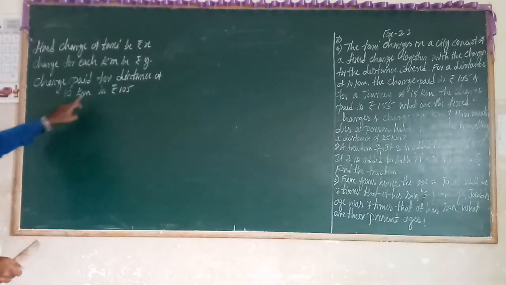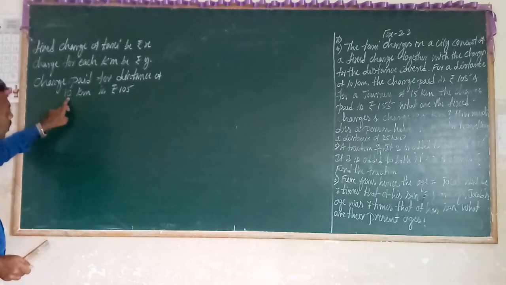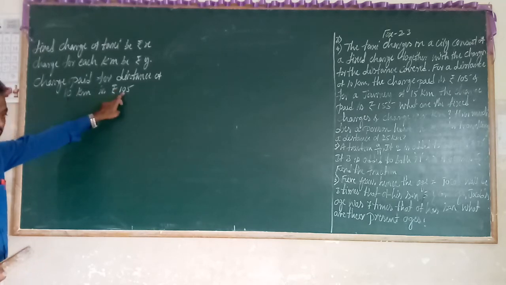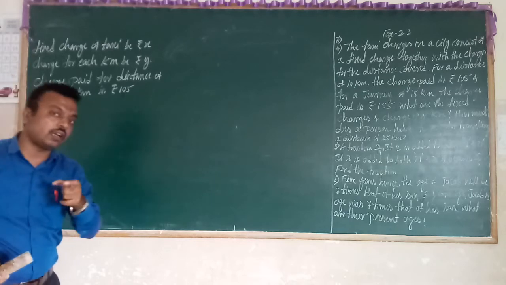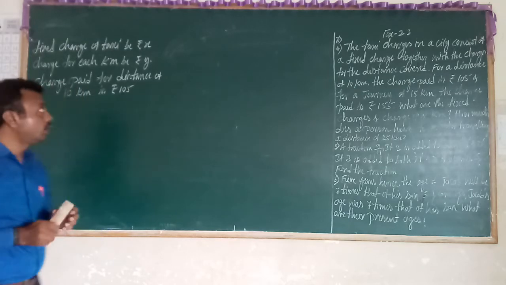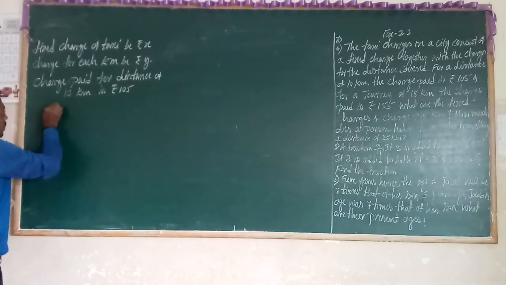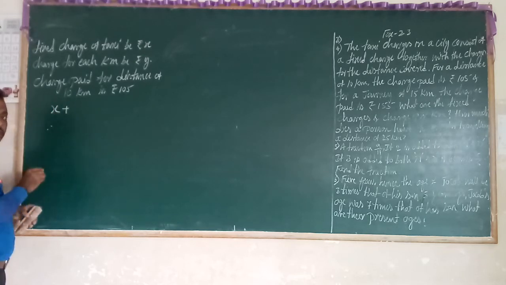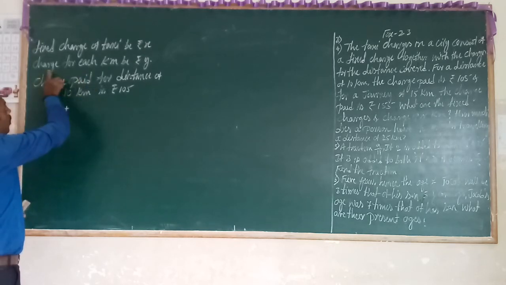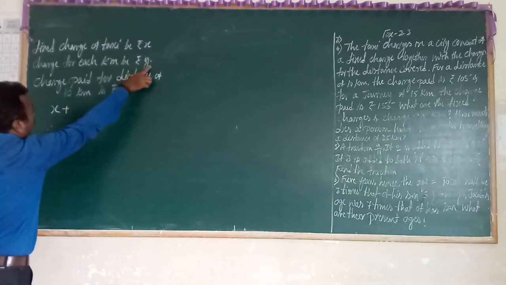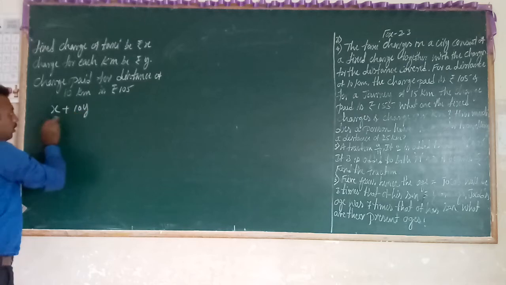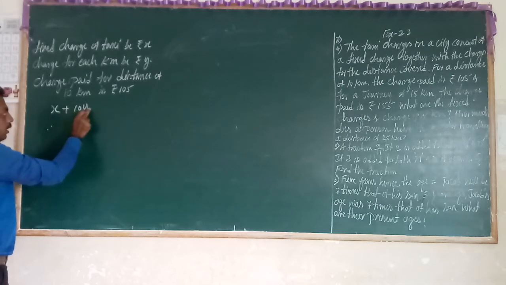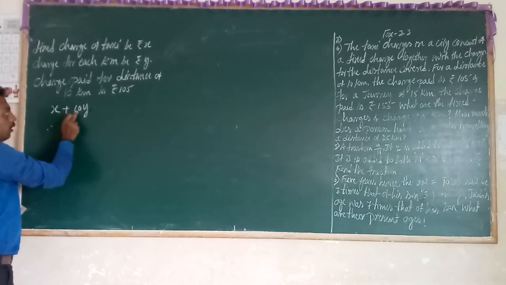See, one person traveled 10 kilometers and paid 105 rupees. In that 105 rupees, the fixed charge and also the charge per kilometer are included. How much is the fixed charge? X rupees is the fixed charge, plus. If you are traveling 1 kilometer, you have to pay Y rupees. If you are traveling 10 kilometers, 10Y rupees. Y is the charge for each kilometer. He traveled 10 kilometers, that's why he paid 10Y.